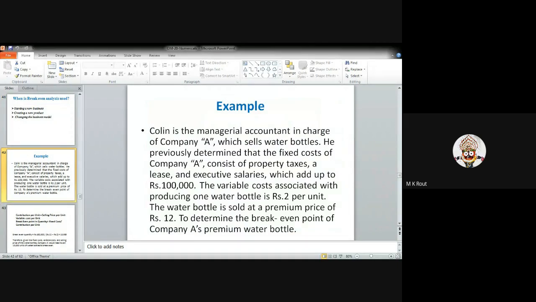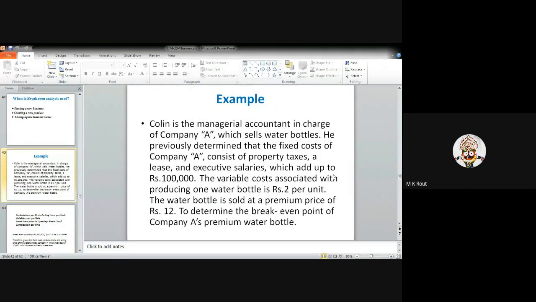Let me read it. Colin is the managerial accountant in charge of company A, which sells water bottles. He previously determined that the fixed cost of company A, consisting of property taxes, a lease, and executive salaries, adds up to rupees 1 lakh. The variable cost associated with producing one water bottle is rupees 2 per unit. The water bottle is sold at a premium price of rupees 12. Determine the break-even point of company A's premium water bottle.